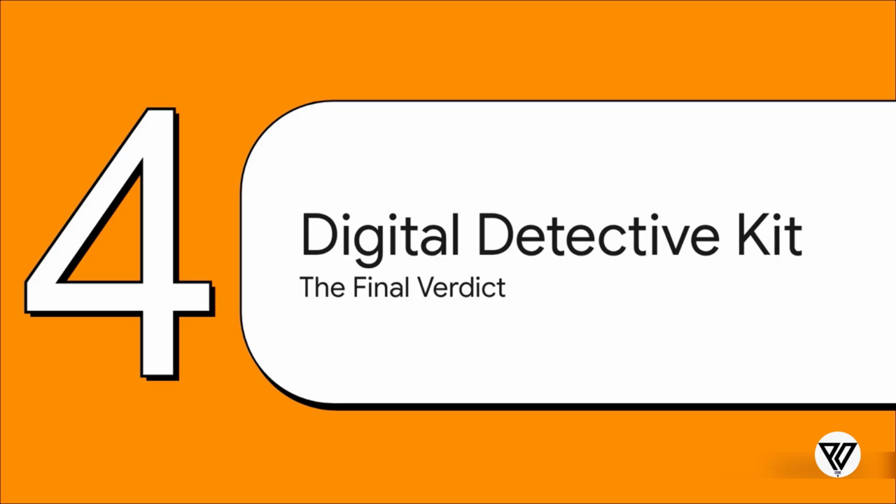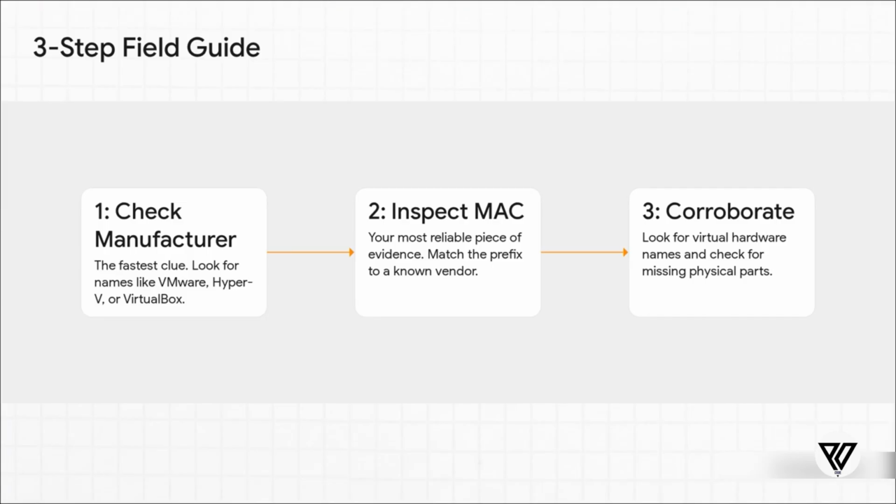All right, we've gathered a mountain of evidence. Let's wrap this up and put together your official digital detective kit. So here's your simple 3-step playbook. Step 1, check the manufacturer. It's quick, it's easy. Step 2, for the real confirmation, go for the MAC address prefix. That's your most trustworthy clue. And step 3, back it all up. Look for those obviously named virtual parts, and just as important, look for the real hardware that's missing. You follow those 3 steps, you'll have your answer, guaranteed.